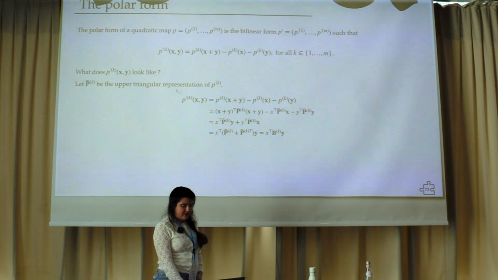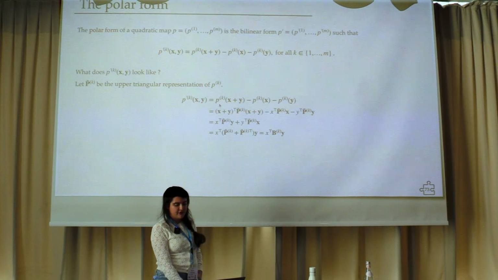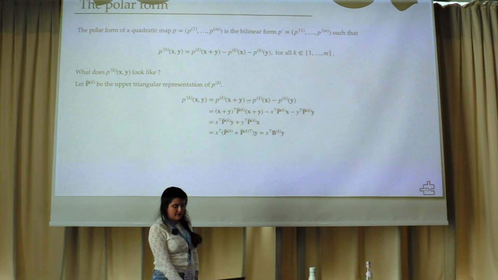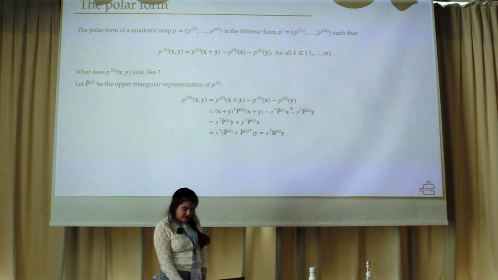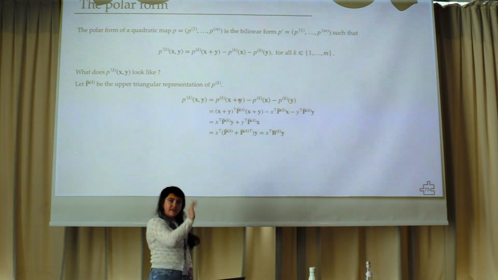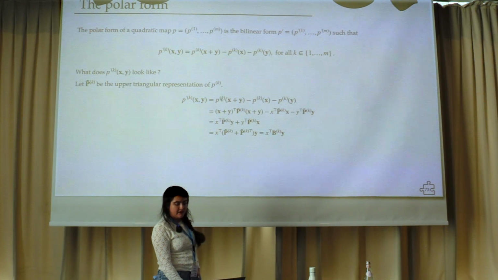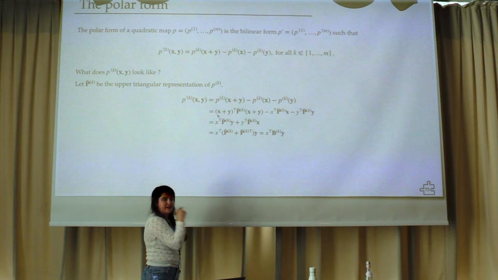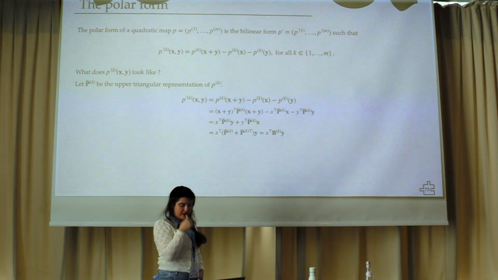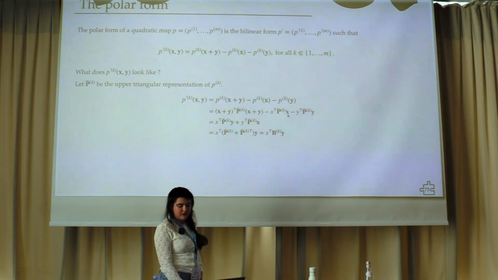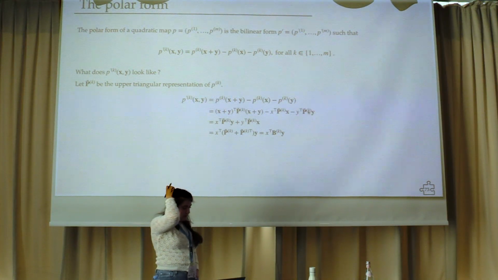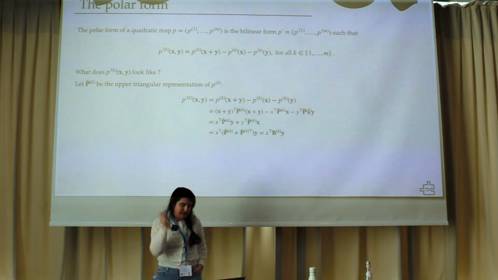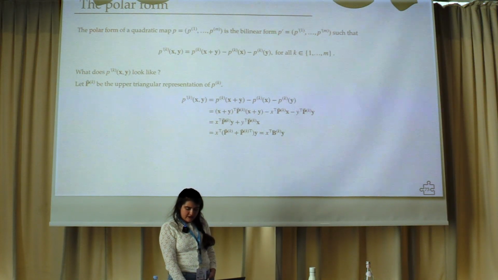Okay, so what is this? By definition, if you take P prime in x and y, I can rewrite it like this using the quadratic map, and that is what I did up until here. Then I put it in matrix form. What does this look like in matrix form? Evaluating P in x plus y is like multiplying x plus y times P and then times x plus y on the other side, as we saw with the matrix representation, and here minus, same thing with x and same thing with y. If you rewrite this, some things cancel out.